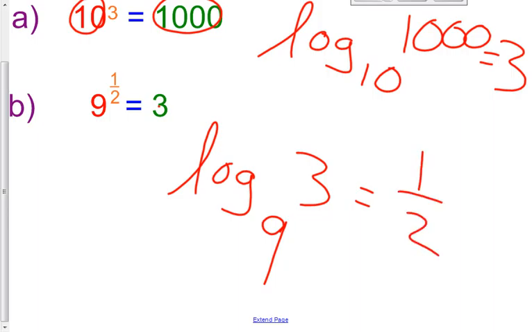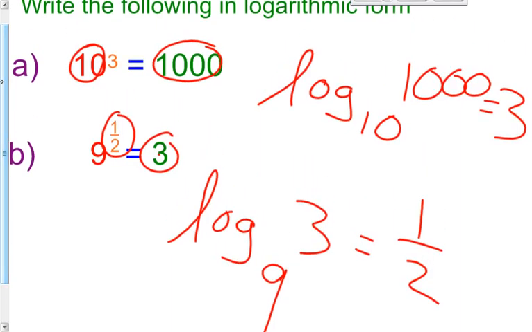If you kind of want to think about these two numbers just changing places to go from logarithmic to exponential, I'm okay with you thinking of that. It's not the exact same thing, but in a way, this goes to the left side of the equation, this goes to the right side of the equation. If that helps you, certainly think of that as you're doing these.